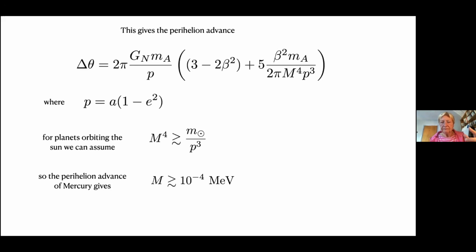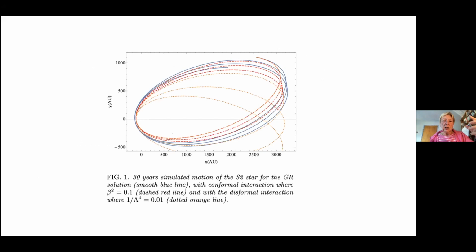So you can look at the effect the conformal and disformal coupling has on the orbit of the S stars. And this is simulated data of the effect, in particular the disformal, on the orbit of the S2 star. I think the S2 star is about a solar mass. It's a fairly eccentric orbit, so at some stage it comes quite close and at quite high velocity around the black hole. The GR solution is in the blue, and we've got the dotted disformal coupling and the dashed conformal coupling in there. So there's quite a precession around the black hole.